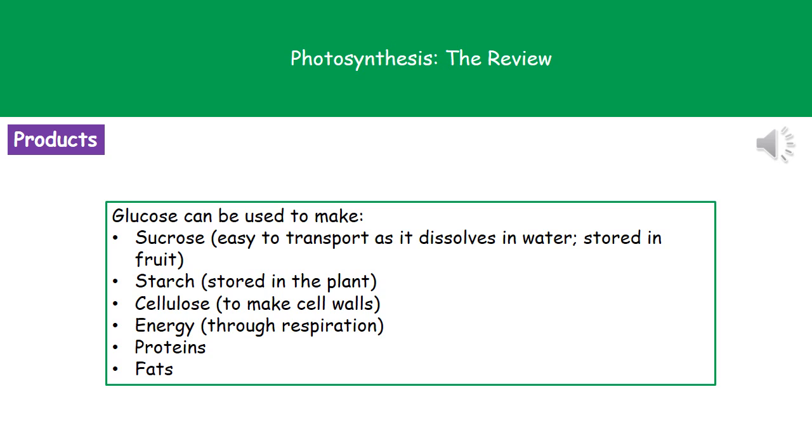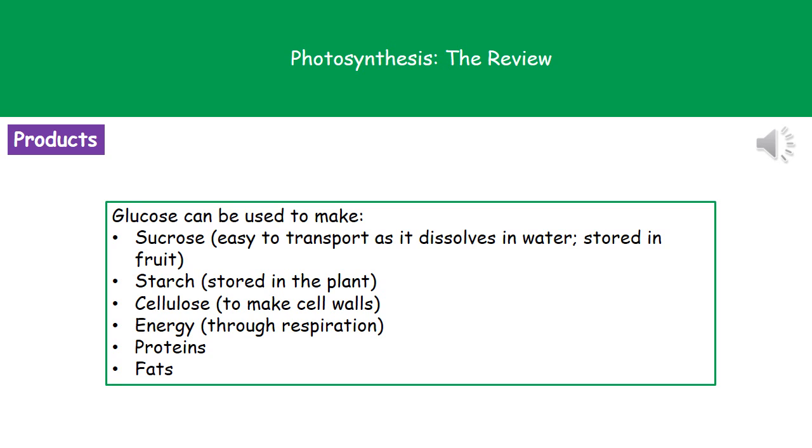Now, our glucose can be used for a whole variety of different things. We can change the glucose into another sugar called sucrose. This is easy to transport because it dissolves in water, and this is the sugar that we find stored in fruit. We can also change glucose into another chemical called starch, which is very useful for storing large amounts of glucose within our plant.